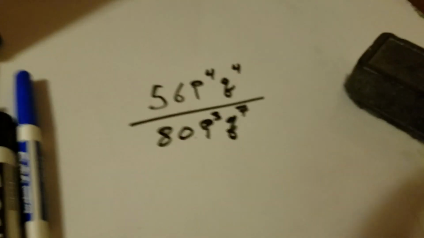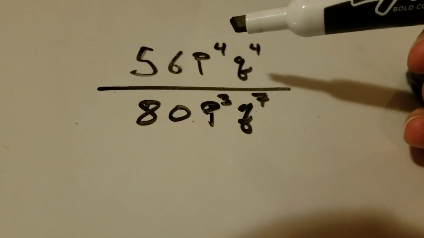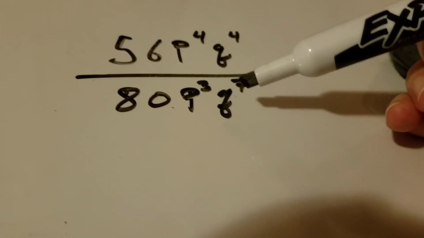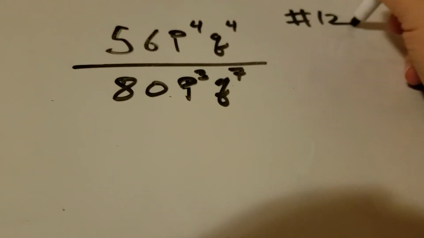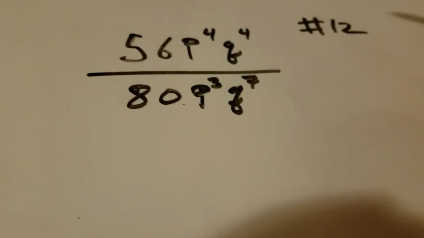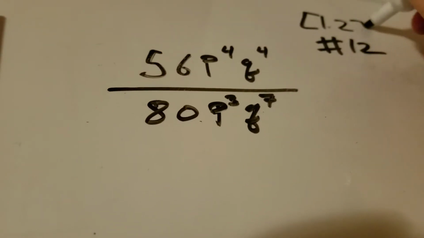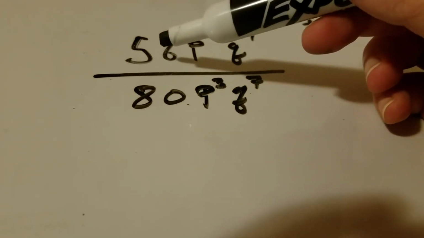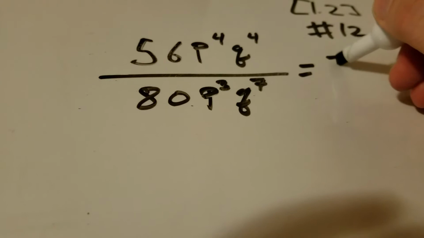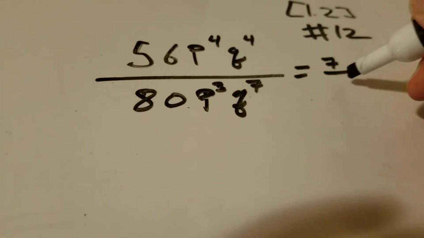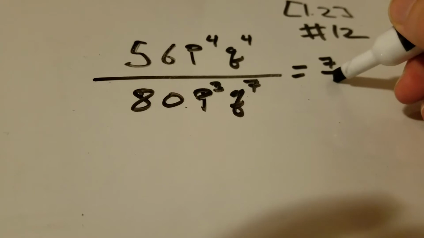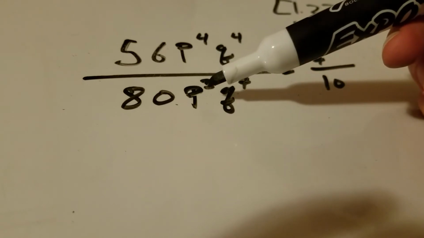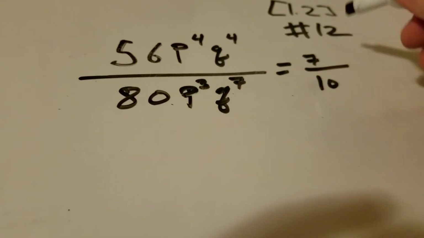So when we're in lecture, we talked about this problem, and we had 56 over 80, p to the fourth, p to the third, and q to the fourth, q to the seventh. This is problem 12 on homework 1.2, okay? Now, in lecture we found that these both have 8 in them. How many 8s does 56 have? This has 7. And how many 8s does 80 have? It's 10. Then p to the fourth, p to the third, so we subtract these, so we just get p.